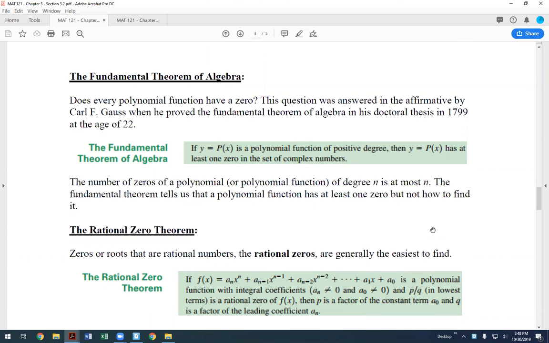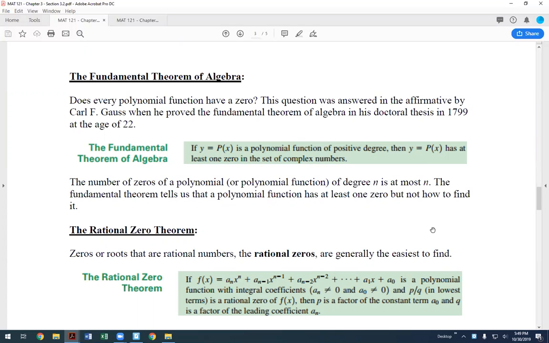Okay, so the fundamental theorem of algebra is basically talking about whether every polynomial function has a zero, which means can we at least find one number which will be a factor, or basically you can think of it as a solution, to our polynomial function. This question was answered in the affirmative by Carl Gauss, or Gauss, depending on how you pronounce it, who proved it back in 1799.